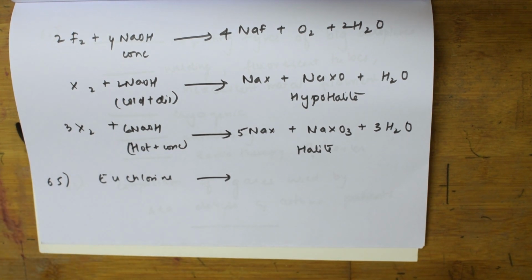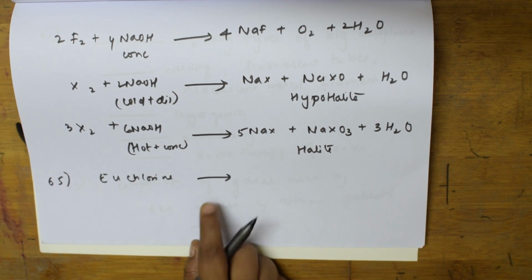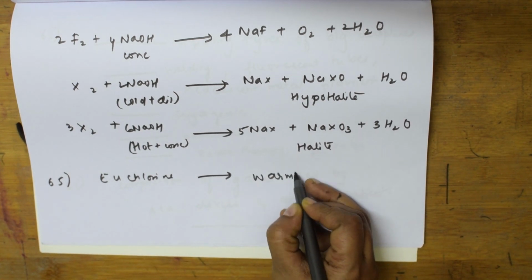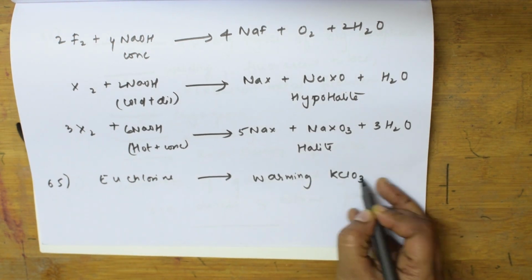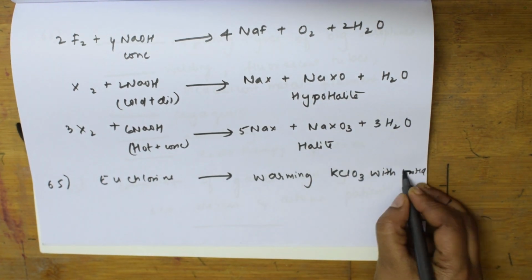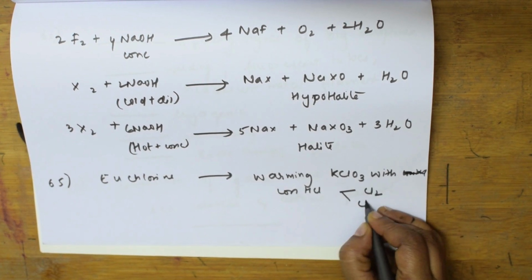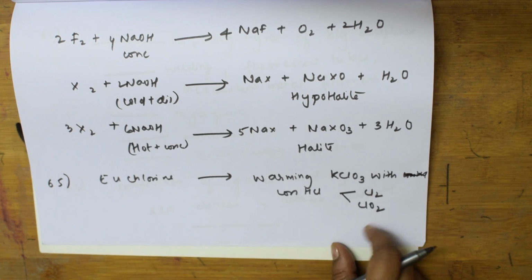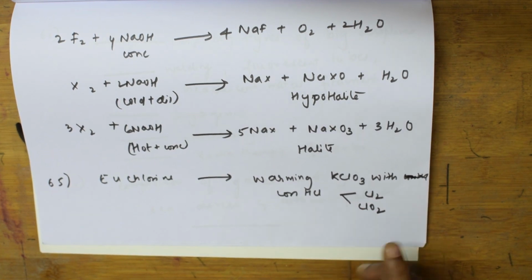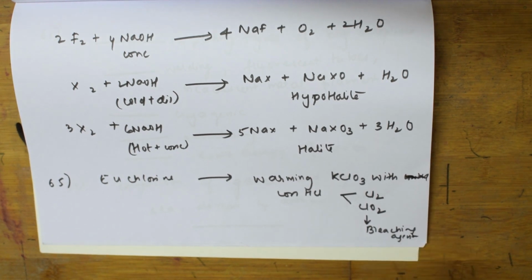Next question students, they are asking you what is euchlorine. Okay, I think in NCERT this is not there. Euchlorine is what we call the product when we are warming potassium chlorate with concentrated HCl. So when we treat potassium chlorate with concentrated HCl, what happens? It gives a mixture of chlorine and ClO2. This mixture is called euchlorine, and where is this used? It is used as a bleaching agent. So that is what euchlorine means. This is a concept, right?